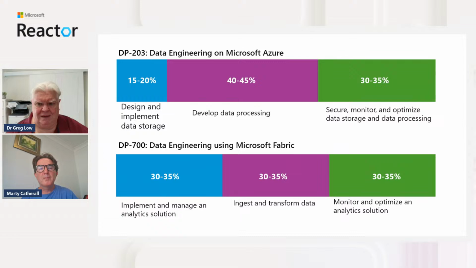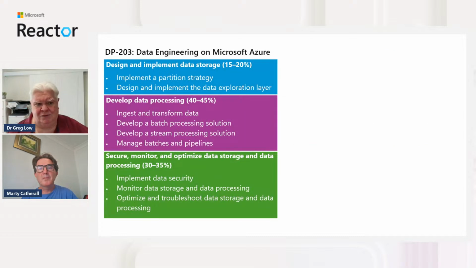And so if we look at some of the specifics on that, in 203, we had things like data storage, as I said, mostly around data lake storage and so on. And we had partitioning, we had an exploration layer. The data processing had the ingesting, batch processing, stream processing, and so on. And importantly, there was a fairly sizable emphasis on things like batch processing directly in there, which is more of a straight Spark-based thing.